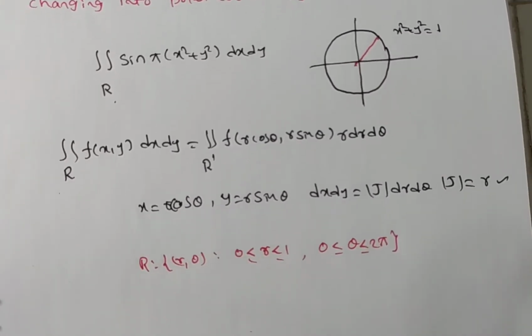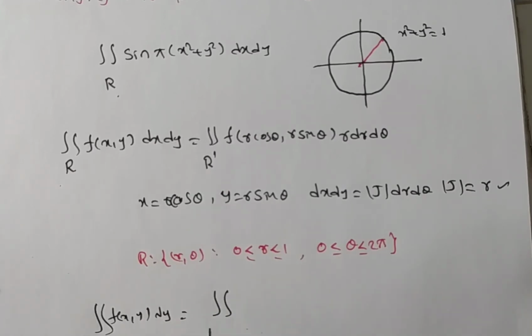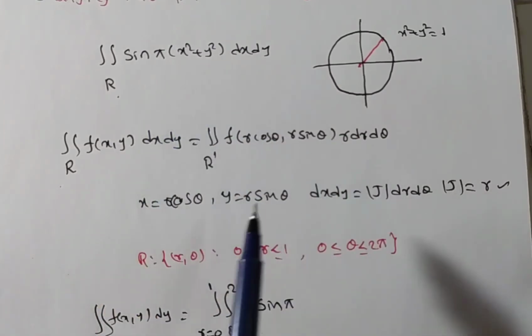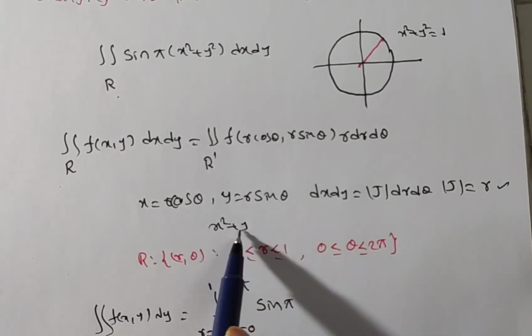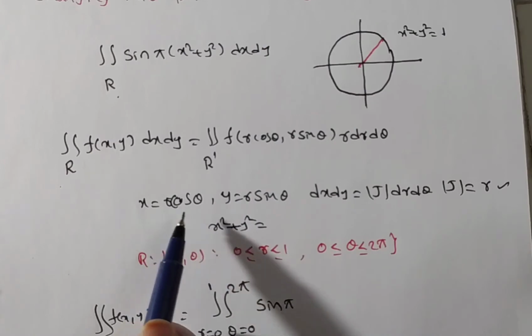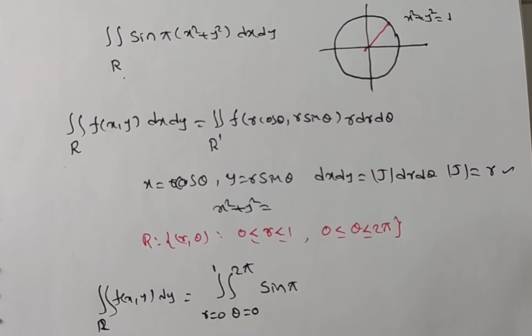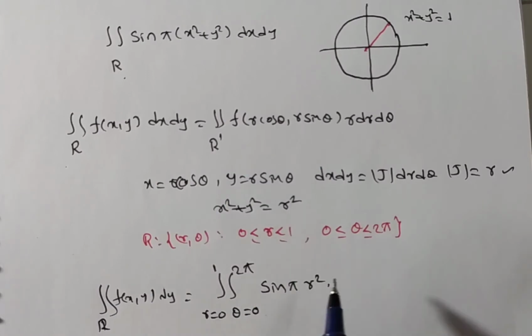Right. Now write down the limits in terms of r and θ. The double integral of f(x, y) dx dy becomes the integral with r from 0 to 1 and θ from 0 to 2π. The integrand is sin π times (x² + y²). With x = r cos θ and y = r sin θ, x² + y² is r² cos² θ + r² sin² θ. r² is common, and cos² θ + sin² θ is 1. So finally x² + y² equals r².